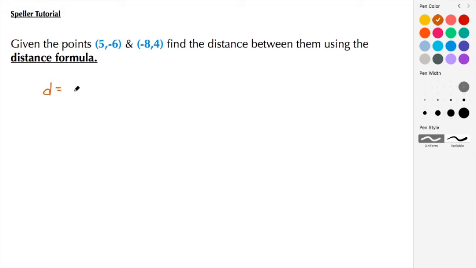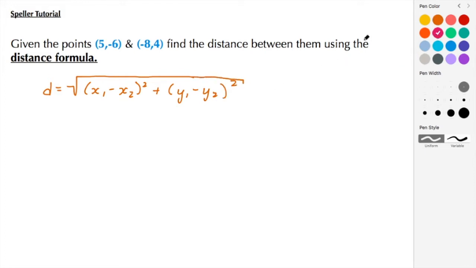So d is equal to the square root of the difference of x sub 1 minus x sub 2, that quantity is squared, and then you add that to the difference of y sub 1 minus y sub 2, and that quantity is also squared.